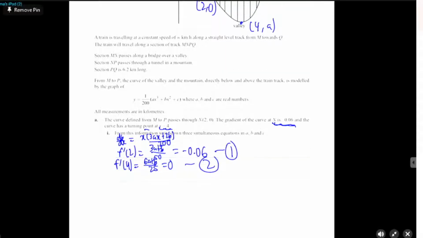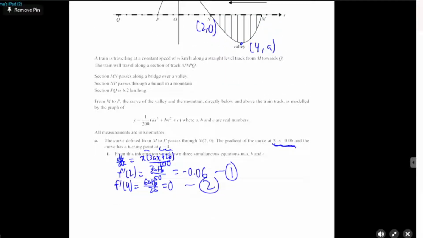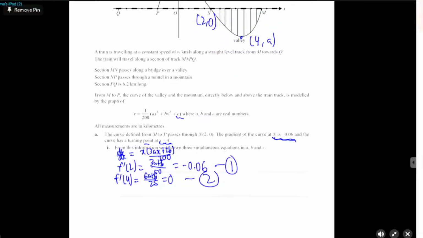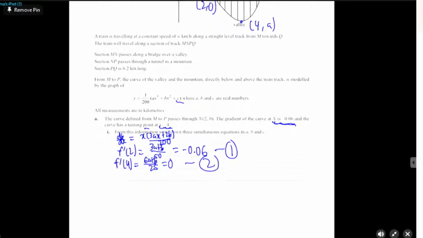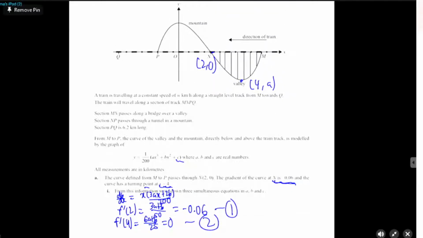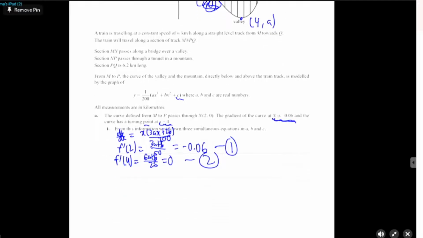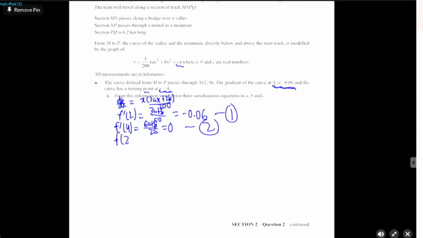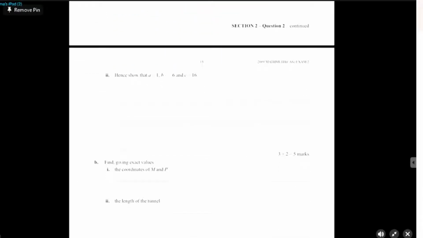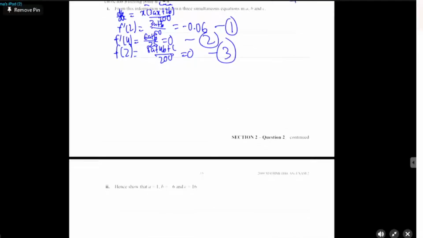And then your third equation. You've found a and b, but you haven't found c. So what you need to do is look at f(x), not f dash x. And you know that f of 2, this part here, means f of 2 is 0. So f of 2 is just (8a plus 4b plus c) over 200, which equals 0. That's your third equation. And then here we can just use simultaneous equations.